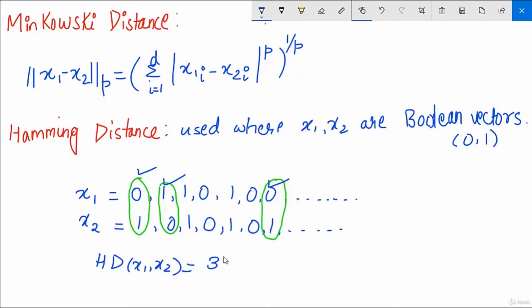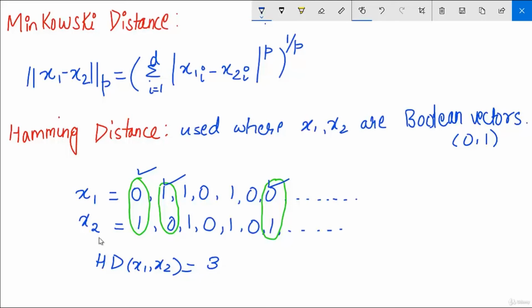There must be a question of where to use Hamming distance. If you have binary vectors, then you should go for Hamming distance. This is the simplest one and very straightforward.